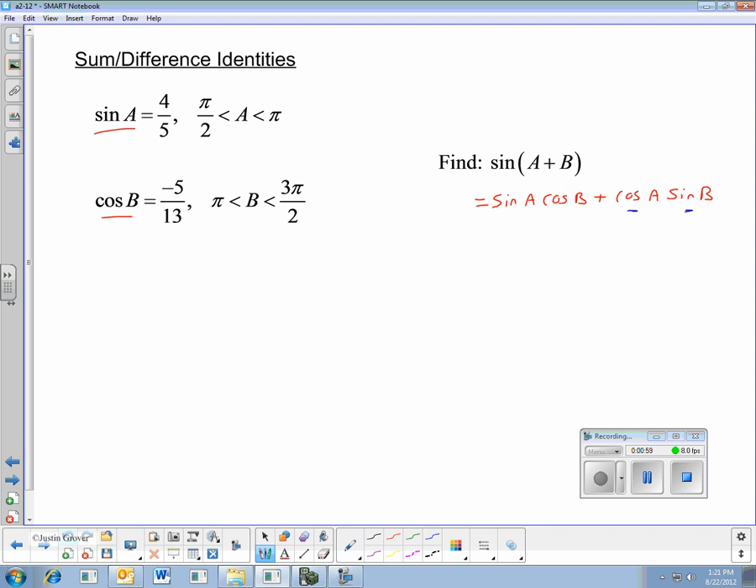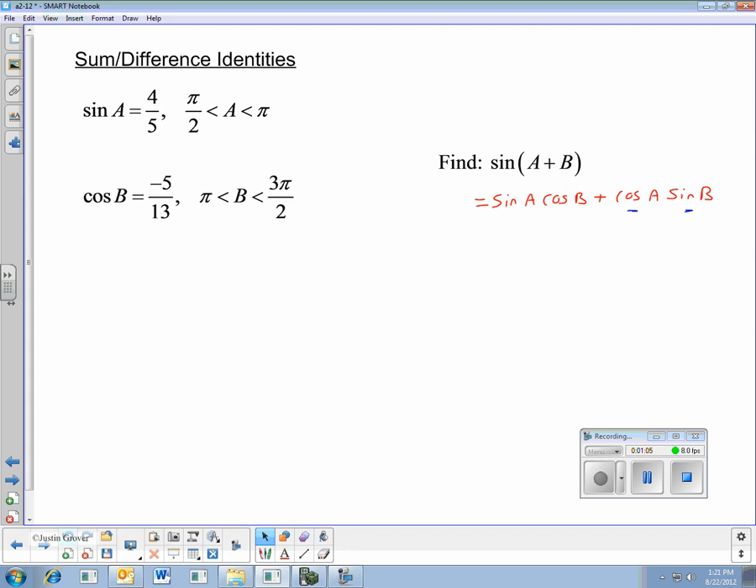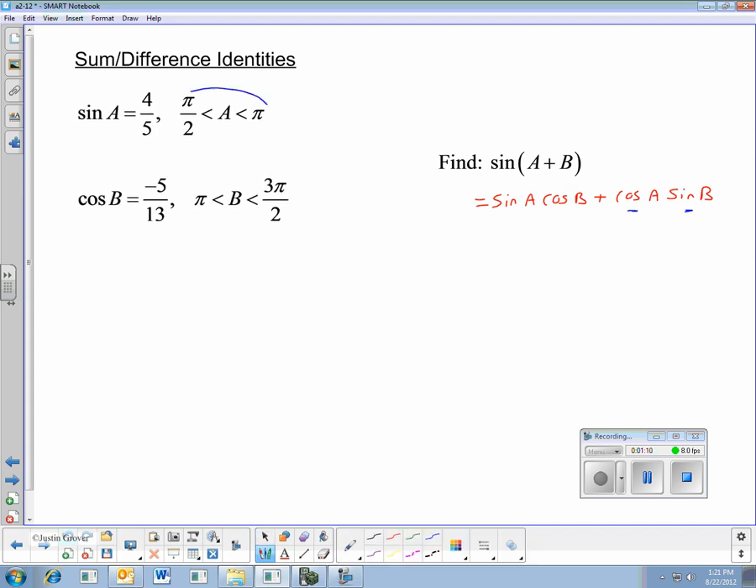So first let me focus on the sine A here, and from that I'm going to find cosine A. What this tells me is we're in quadrant 2, from pi over 2 to pi. So I'm going to draw my triangle. This is the angle we're talking about. Sine is positive because it's positive in quadrant 2. 4 over 5, that's opposite over hypotenuse.